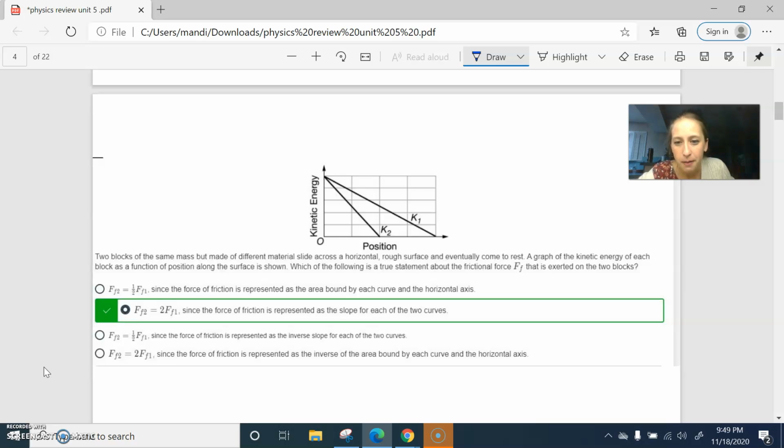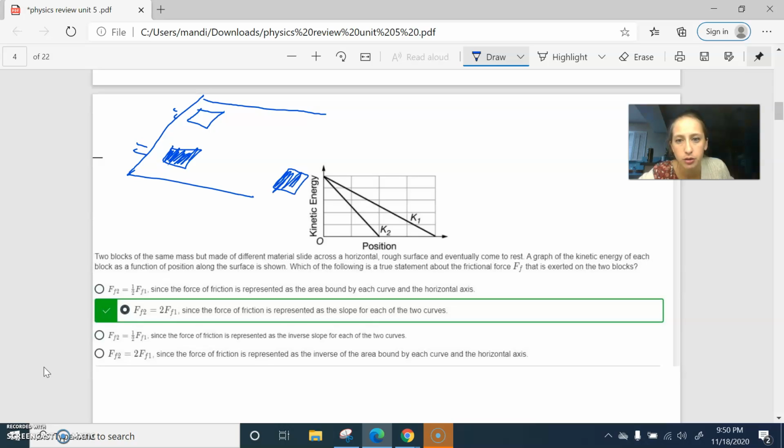So 2 blocks of the same mass but different material slide across a horizontal surface. So we have this one and this one, and they go whoo when they're sliding. Rough surface, so we have friction. They eventually come to rest because there was so much friction. This one made it further. Okay. A graph of kinetic energy versus position is shown.